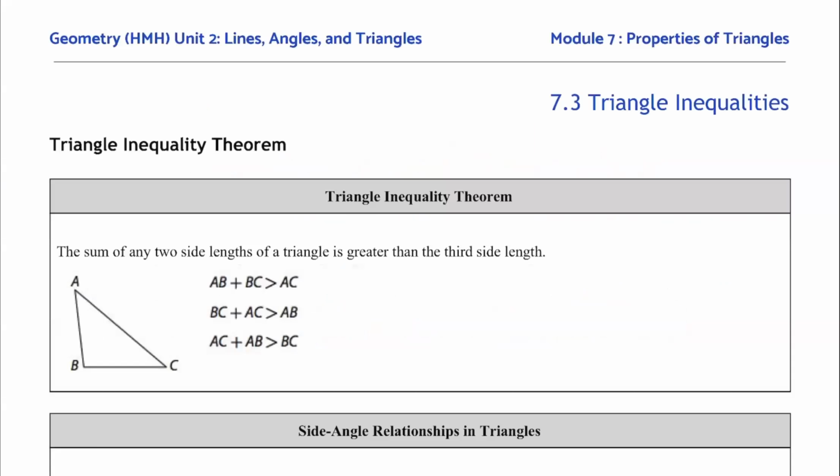Okay, let's start with the definition, guys. The sum of any two side lengths of a triangle is greater than the third side. In other words, AB plus BC has to be bigger than AC, or BC and AC has to be bigger than AB, and then AC and AB has to be bigger than BC, right? Otherwise, it's not a triangle.